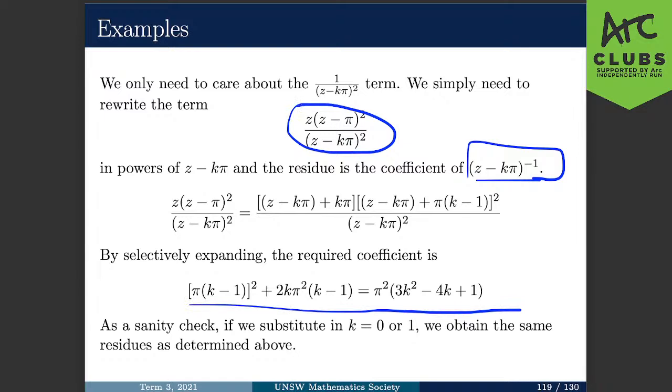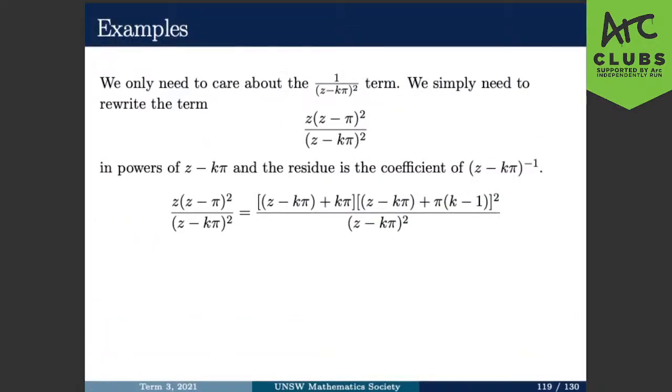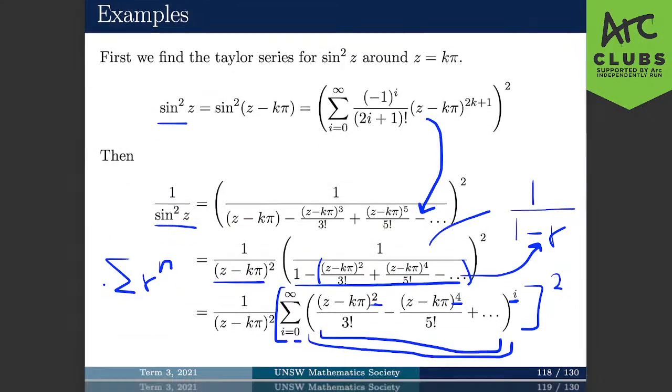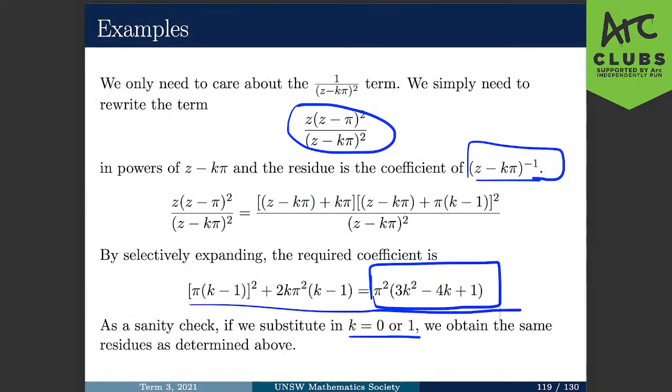Okay, so that was a lot of work, but in the end, we find that this is the residue, because this is the coefficient of that. As a sanity check, if we sub in k equals 0 or 1, we should obtain the same answer as we did earlier. If we sub in k equal to 0, we get a residue of pi squared, and pi squared is precisely the residue we had here. And if we sub in k equal to 1, we get 0, which is precisely the residue we get here. So at least once I get that, I know it's likely that my answer is correct.